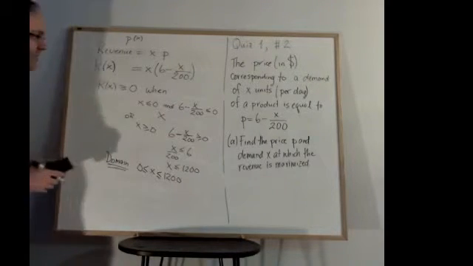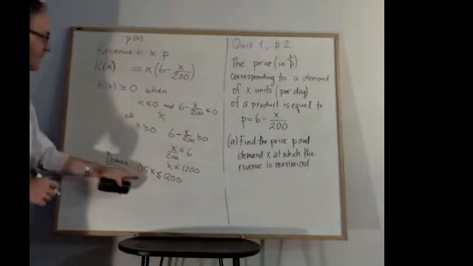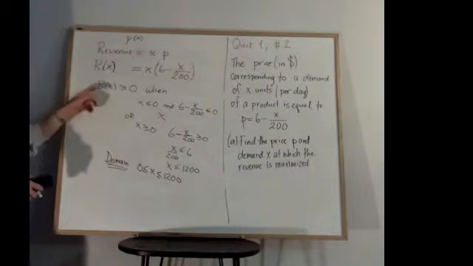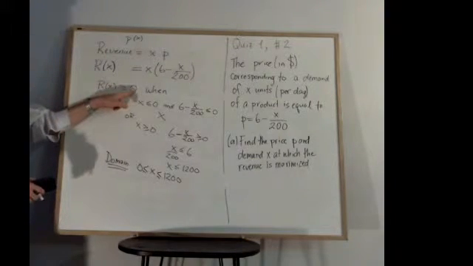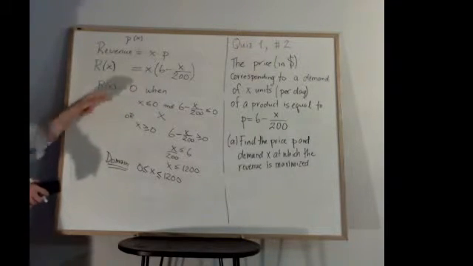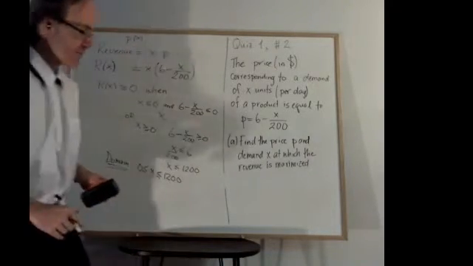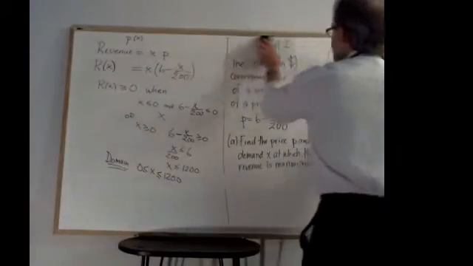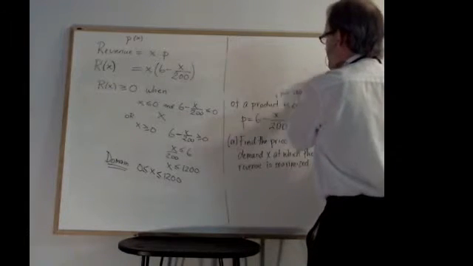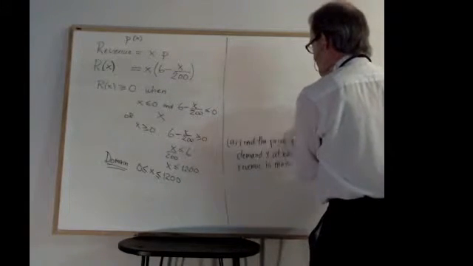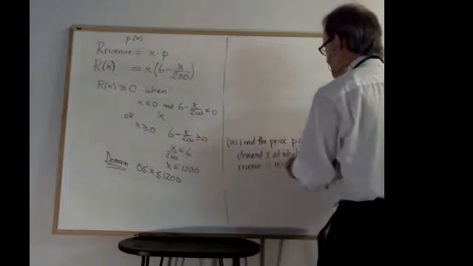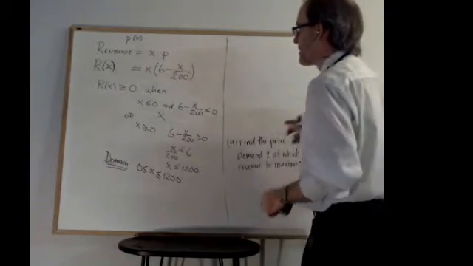Okay. So the range of the revenue function given this domain will be anything bigger than 0, that's for sure, according to this equation. But it'll also have to be less than the maximum value. So that's the range. But we're not really asked for that. We're just asked for what is the price and demand at which the revenue is maximized.